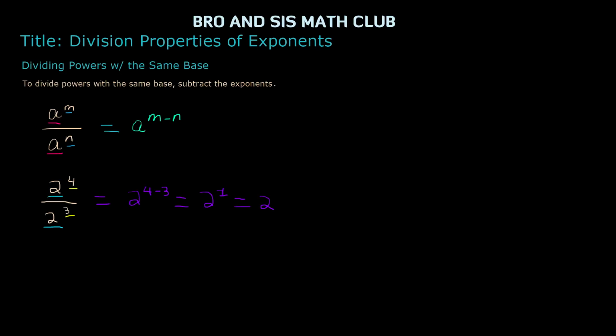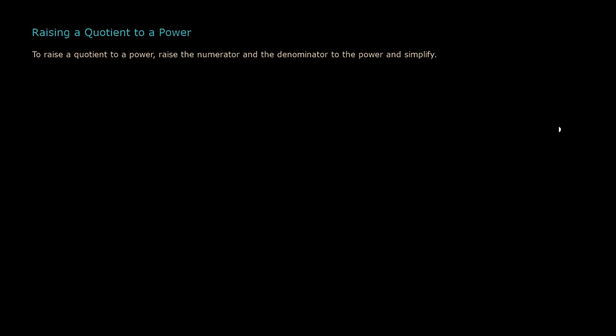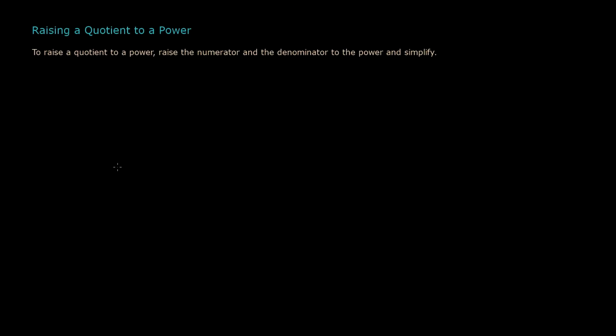Now we could write our answer as either 2 to the power of 1 or 2. It depends on what the question is asking. So this is it for this property. Now our next property is called raising a quotient to a power. So to raise a quotient to a power, raise the numerator and the denominator to the power and simplify. Remember that the numerator is the top number in a fraction and the denominator is the bottom number.